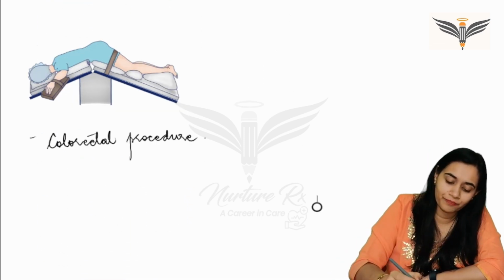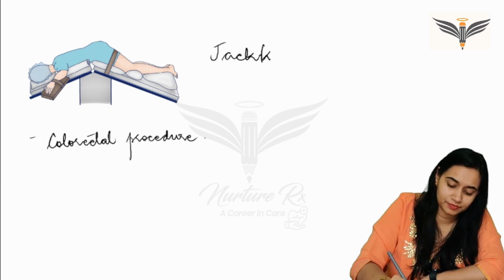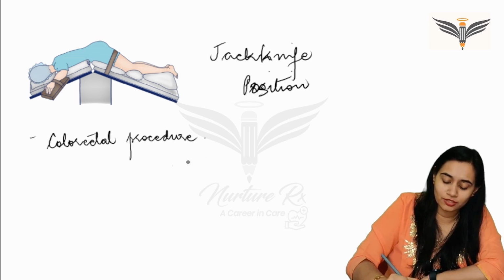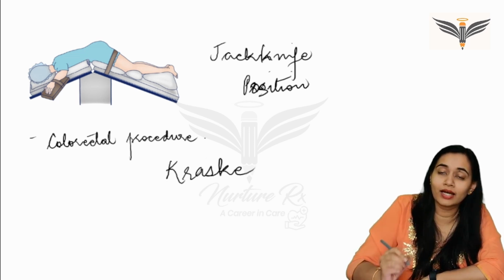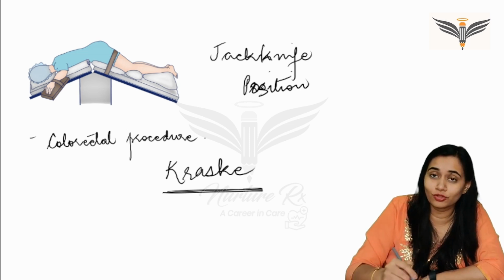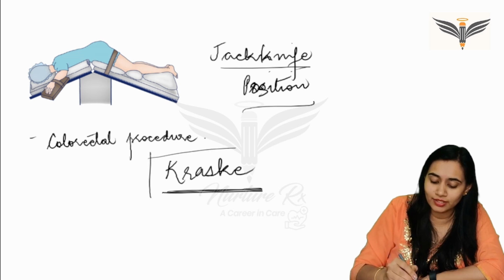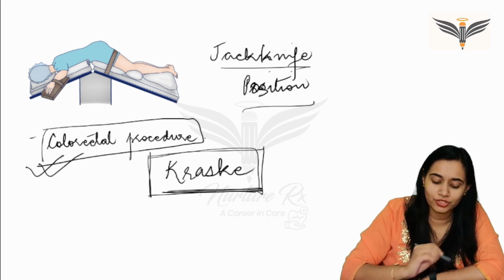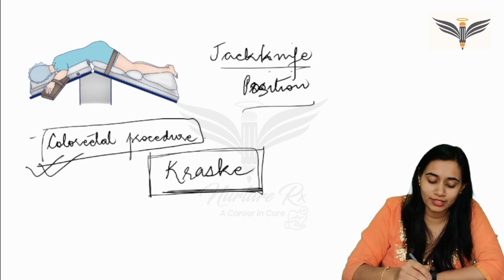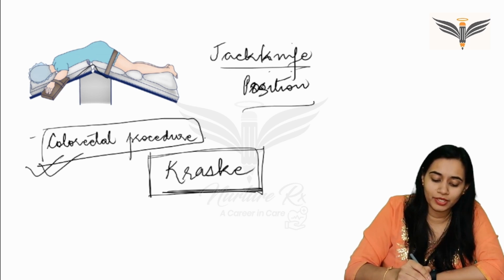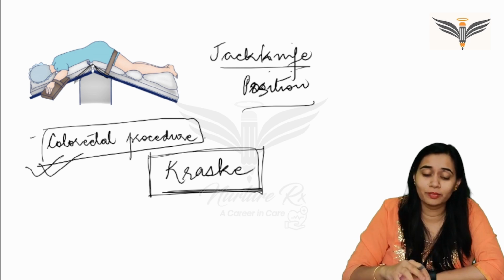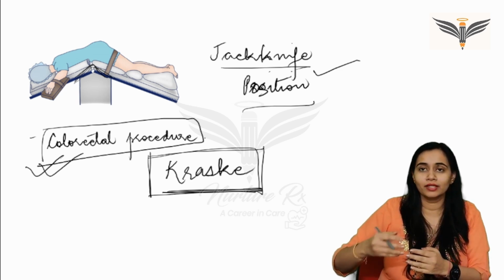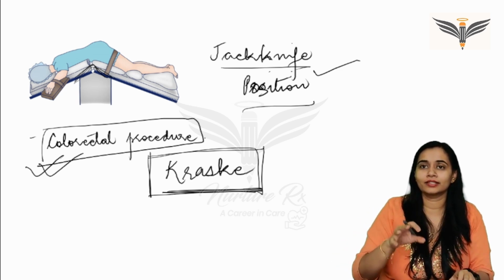Now last is your jackknife position. Jackknife position. There is another name for jackknife position. It is called Kraske position, right? This you have to remember. If the photo is not given, if the jackknife position is not given, this is the name that you are going to search for. And very simple, it is used for colorectal procedure. Just one single thing that you have to remember about this, you can see there is again an abdominal tilt, but the patient is lying in a prone position. So if the patient is lying in a prone position and there is an abdominal tilt, it is the jackknife position. And if the patient is lying in the lateral position and there is an abdominal tilt, it is the kidney position.